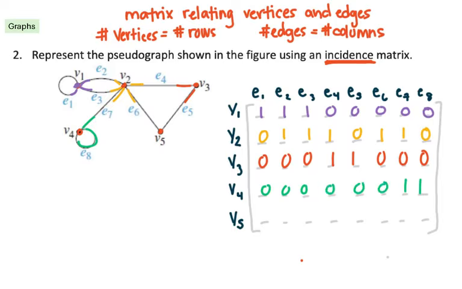And lastly, V5 is touching just E5 and E6. Okay, so this would be the incidence matrix for this pseudograph. It's a pseudograph because it's undirected and it has loops and multiple paths between some of the vertices.